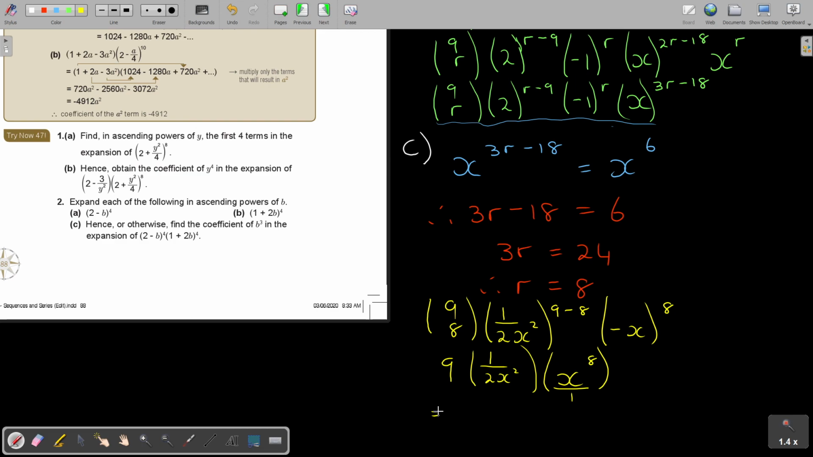Okay, now remember, this is on top and this is at the bottom. So basically, I'm just going to have that 9 over 2. Okay, there's the 9, there's the 2, and I subtract. So 8 minus 2, that's 6. So that's x to the power of 6, or just 9 over 2 x to the power of 6. So far. And that's how you do it.